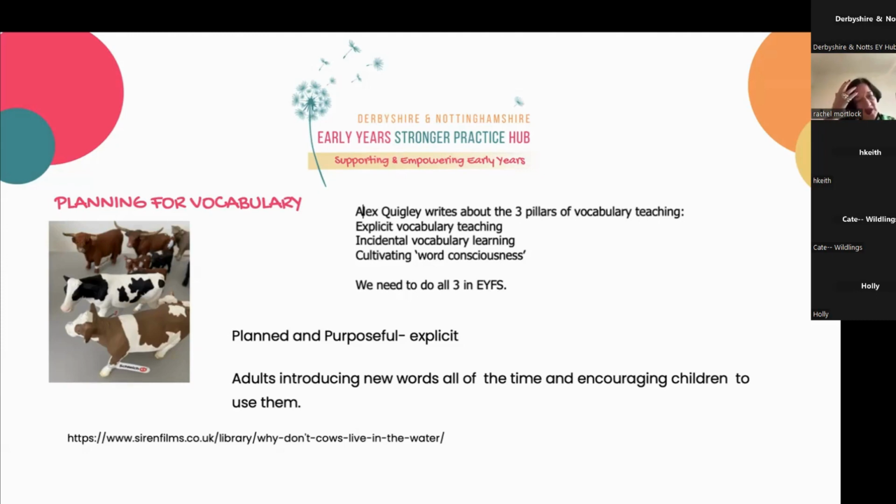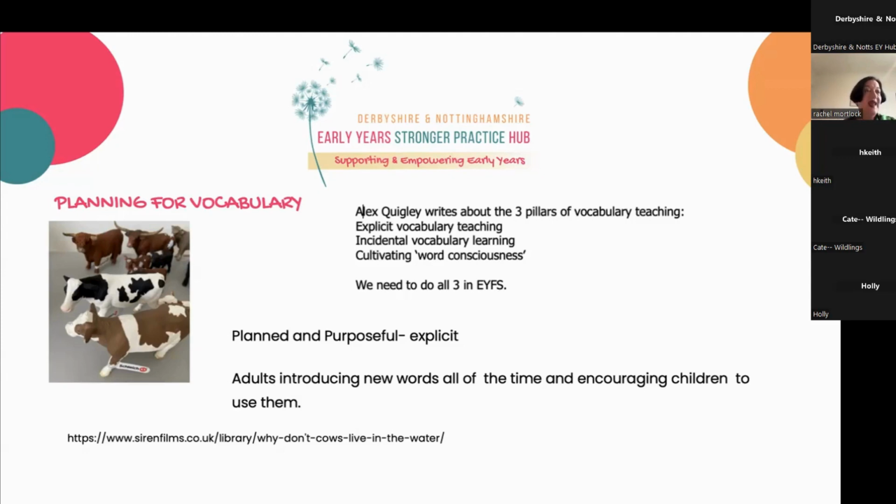So we're going to go and have a look at a video about why don't cows live in water, about developing it. But I've also put in a picture here, going back to those photographs that the children were looking at: all cats aren't black and white, all rabbits aren't brown. An apple might be red, it might be green, it might be the apple symbol on a computer. Children need to see lots of different images, not just one image of something.